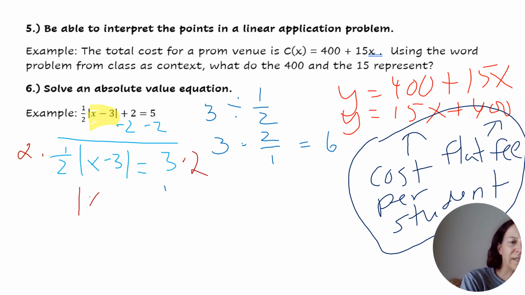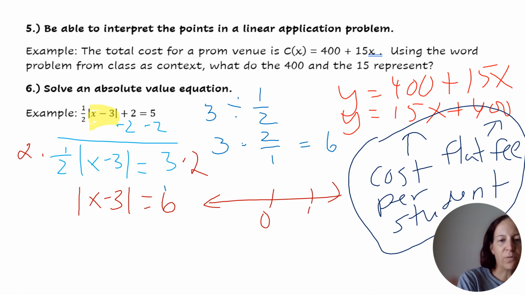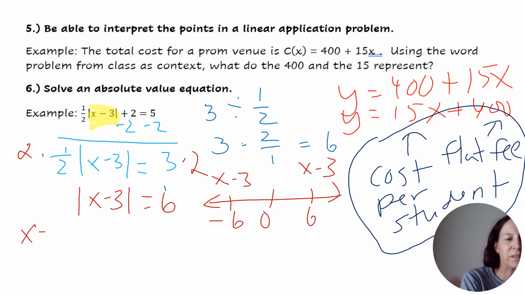And so that gives us the absolute value of x minus 3 is equal to 6. Now, the absolute value literally means distance from 0 on the number line. So you want to say the distance from 0 of x minus 3 is 6. Well, what has a distance from 0 of 6? It could be 6 or negative 6. So the x minus 3 could be either of those. And that's where we get our 2 equations from.